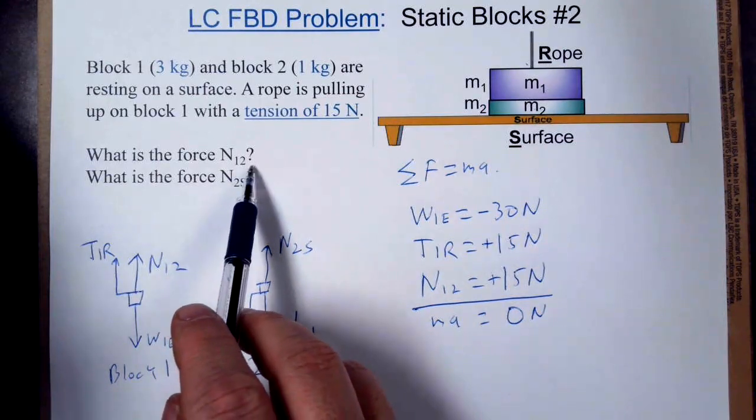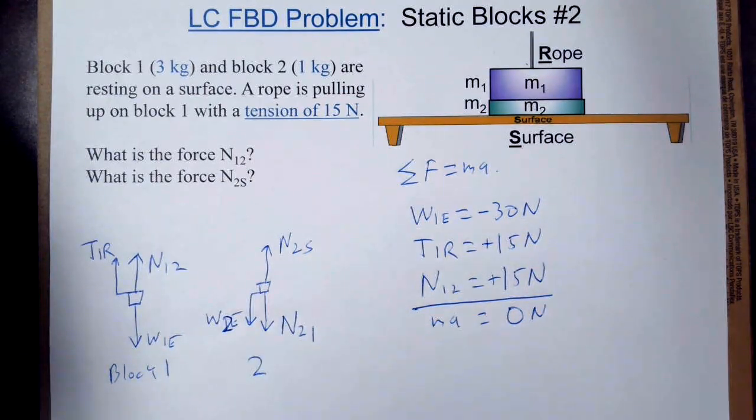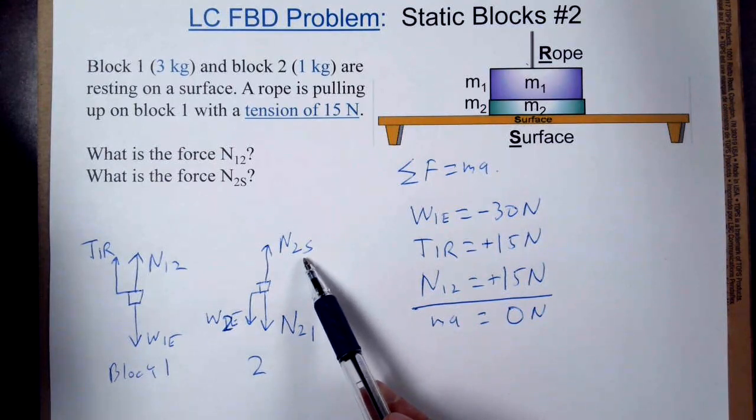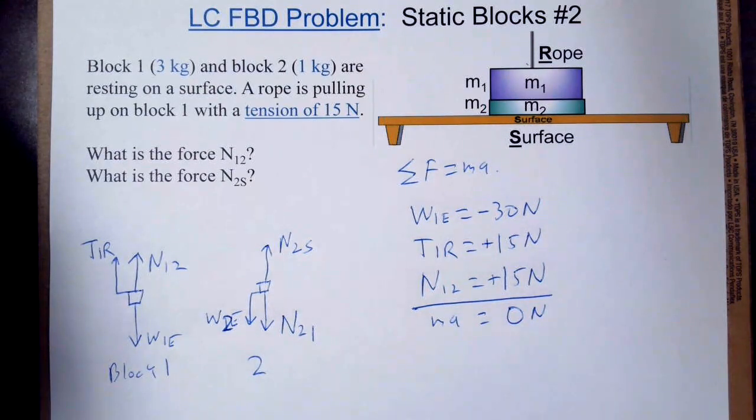What is the force N_12? Well, we found that it's 15 newtons. Now, the second part of the problem is to find N_2s. As I mentioned before, when we looked at block 2, there was a problem because we don't know N_21 and we don't know N_2s. So there are 2 unknowns, so we can't really solve this with one equation.